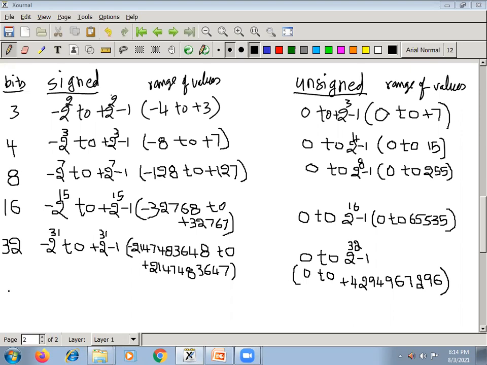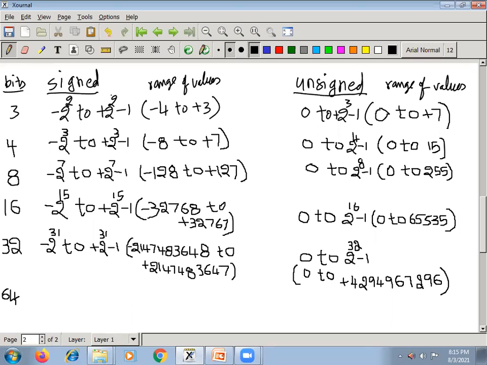But nowadays all are 64-bit machines. On a 64-bit machine, integer occupies 4 bytes, please remember. Even on a 32-bit machine, integer occupies 4 bytes. On a 32-bit machine, long occupies 4 bytes. On a 64-bit machine, long occupies 8 bytes. Long occupies 8 bytes. On a 32-bit machine, 64 bits means the long long type.